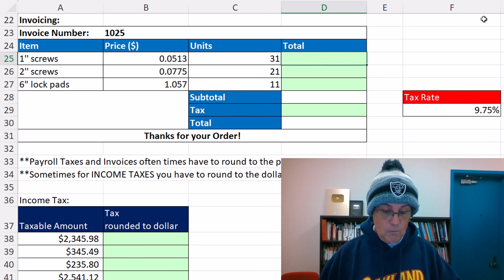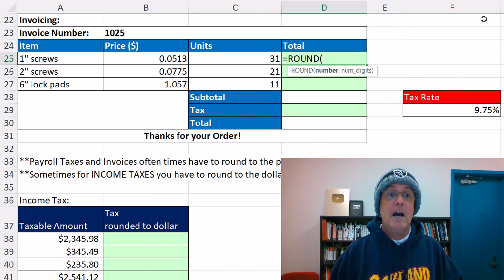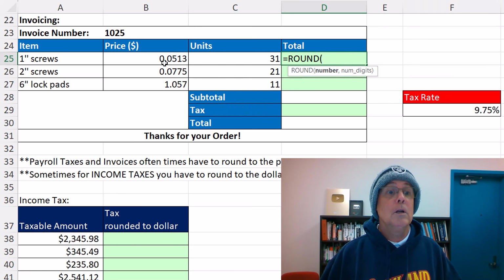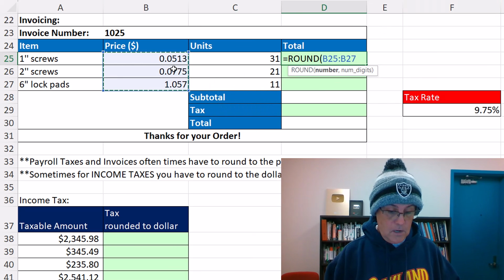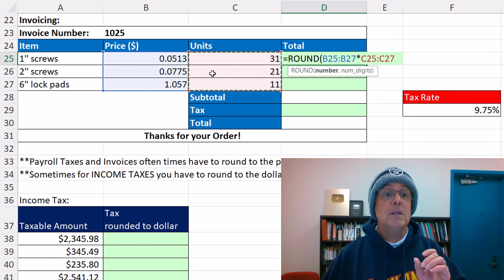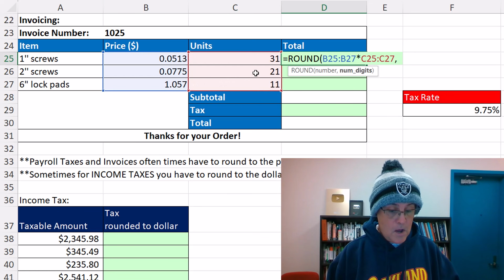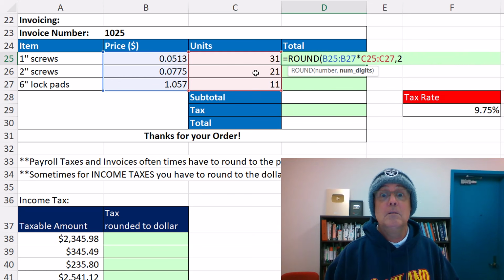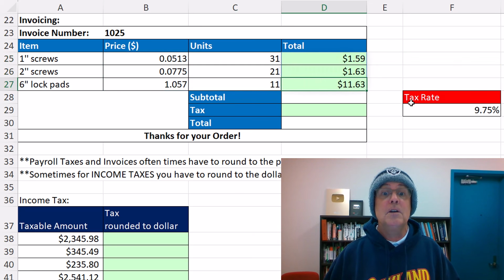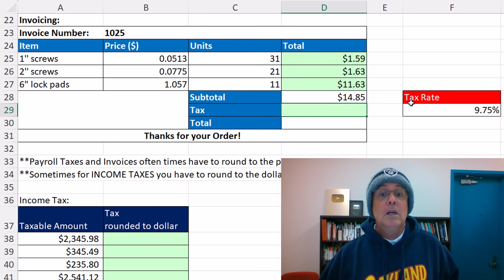All right, so we're going to use round equals ROU. I see it there. I hit Tab. And for number, we're going to multiply 3 prices times 3 units. The corresponding elements in the array will be multiplied, and we'll have 3 answers, comma 2, because this is money, and we're dealing with pennies, close parentheses, and enter. Let's Alt equals to get the subtotal, and enter.